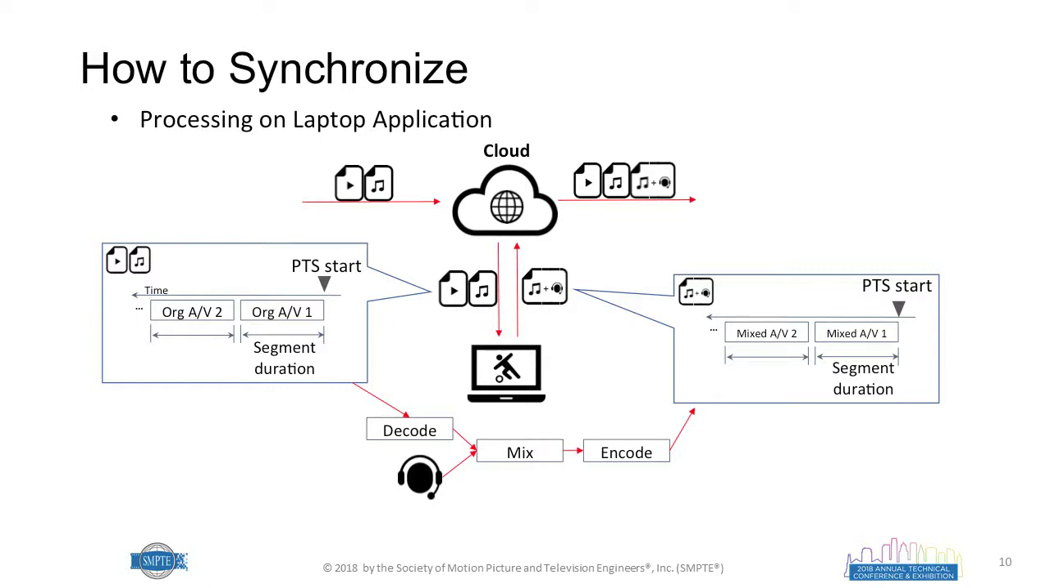This workflow shows the synchronization mechanism we worked out. With live streaming formats such as HLS, which have a manifest file read and played on the player, video and audio are separated into files of several seconds each, called segments or chunks. Also, video and audio are marked with presentation timestamps, or PTS, which is the timing information used for playback. We considered using this PTS information to realize synchronization.